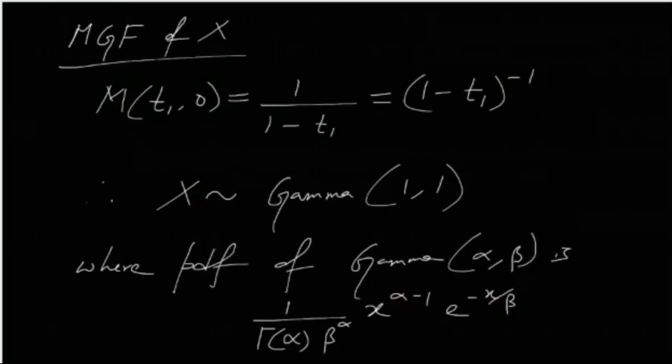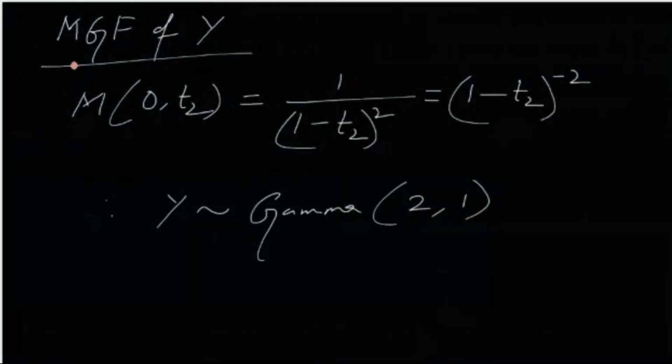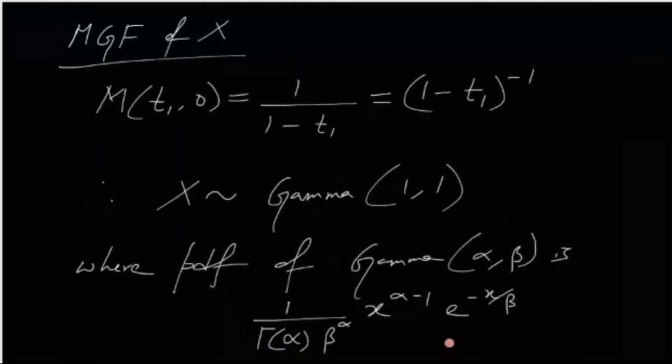Similarly, we can find the distribution of Y just by finding the MGF of Y. To find the MGF of Y, we just need to plug in t1 equal to 0 in the joint MGF. So here t1 equals 0 and t2 is just usual. This is nothing but (1 minus t2) to the power minus 2. Again, by the uniqueness theorem, we can see that Y follows gamma with parameters 2 and 1. That means here alpha is 2 and beta is 1. So we have actually found out the individual distributions of X and Y.